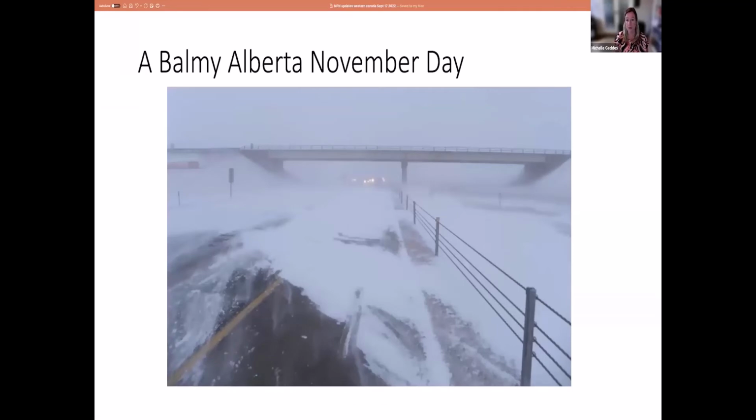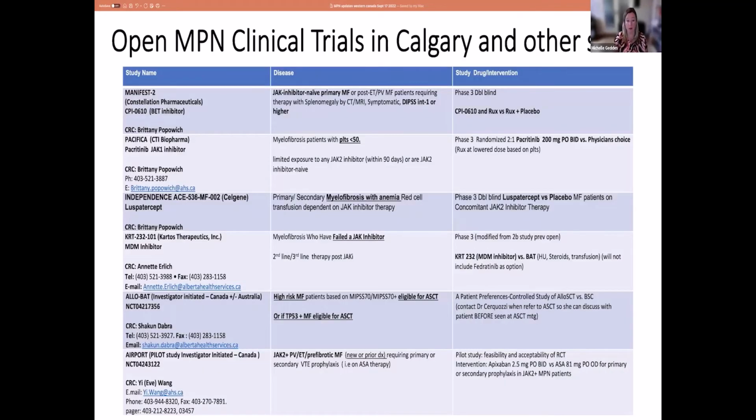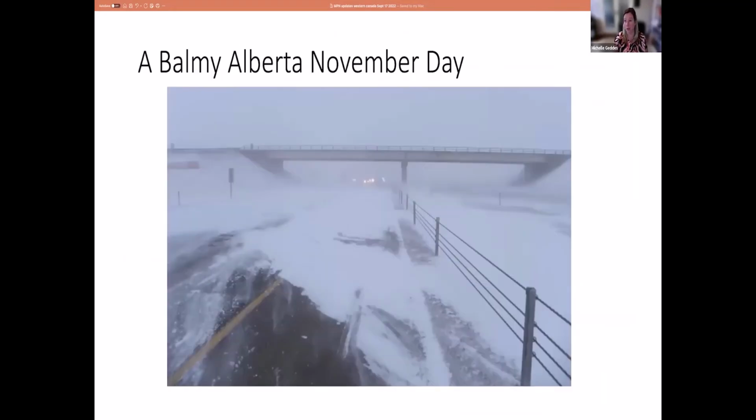This is an example of a balmy Alberta November day. I was doing a talk about an oral agent that's coming out, and we're looking at how we try to manage drugs where people have to come in for IVs every day. This is a big issue for people who have to travel, especially for clinical trials that require more clinic visits.